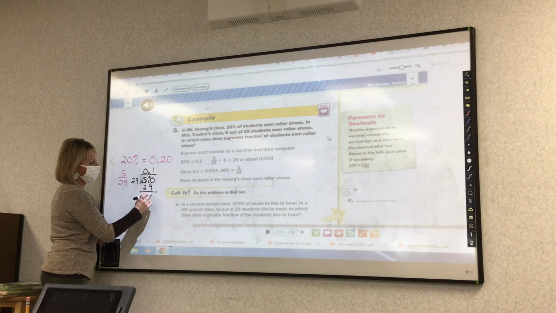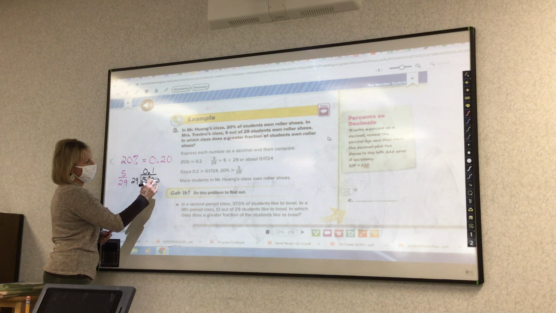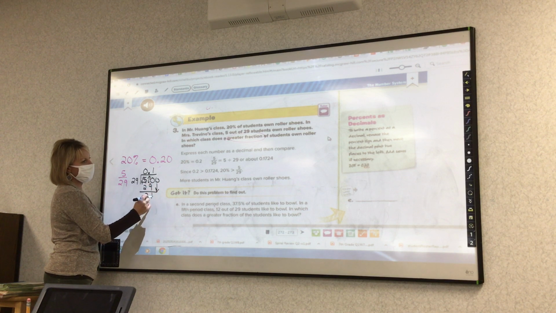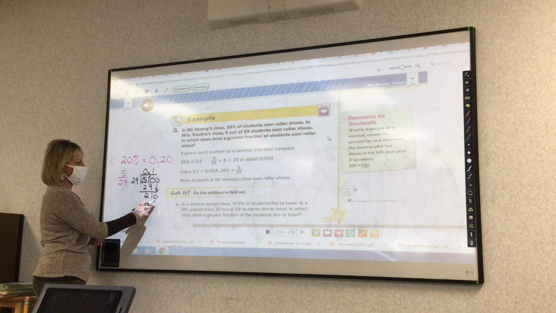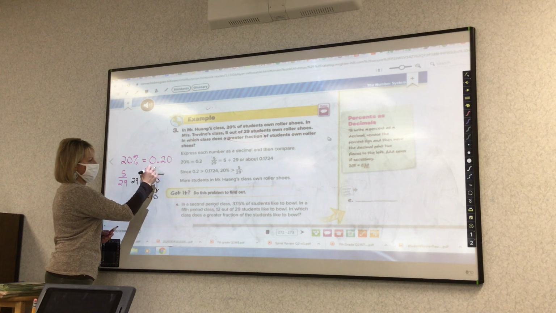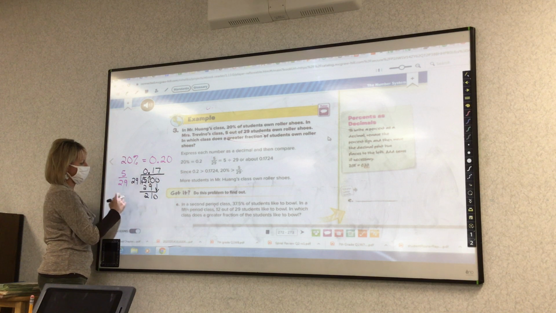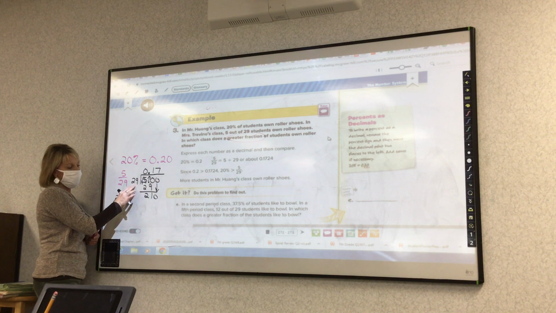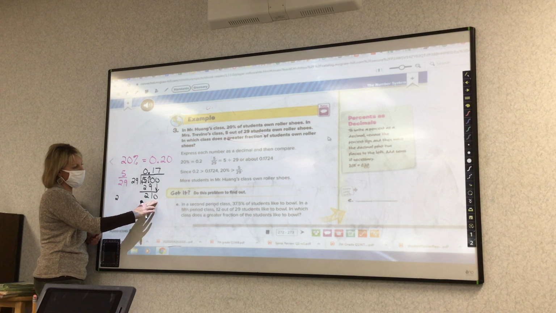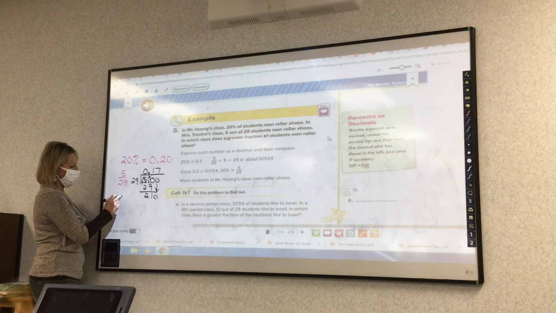So I've got 21 left. Add another 0. Bring the 0 down. 29 goes into 210... 7. If I think of this as about a 30, 30 goes into 210 about 7 times, because 3 times 7 is 21. I'm going to take 29 times 7 over here.